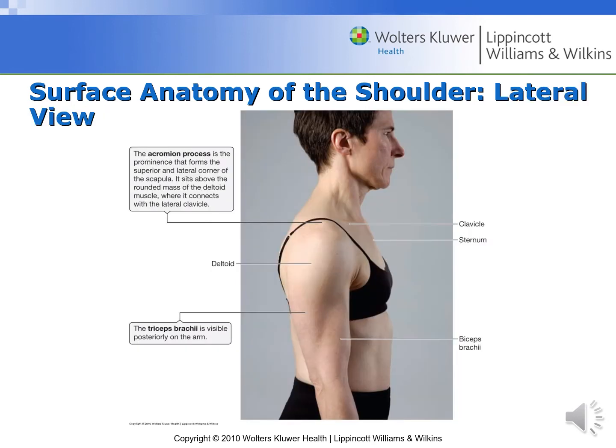Now let's consider the surface anatomy of the shoulder from the lateral view. The acromion process is the prominence that forms the superior and lateral corner of the scapula. It sits above the rounded mass of the deltoid muscle, where it connects with the lateral clavicle. The triceps brachii is visible posteriorly on the arm.